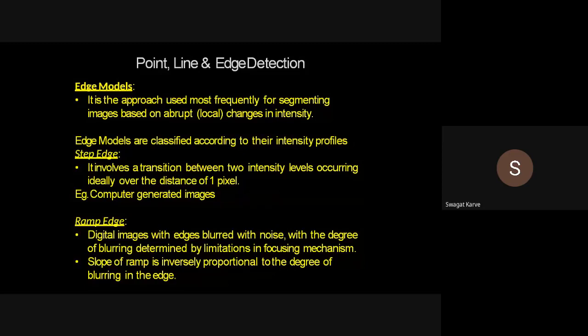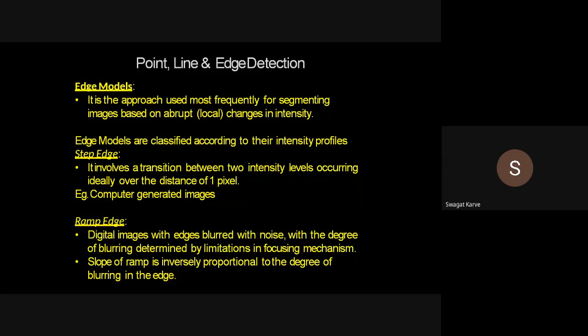I hope you have studied the step signal in signals and systems, how step signals look. The same concept is used here also. A step edge is an abrupt transition between two intensity levels over a distance of 1 pixel. That means immediately, over a distance of 1 pixel, there is an abrupt change in intensity values. That is the step edge.